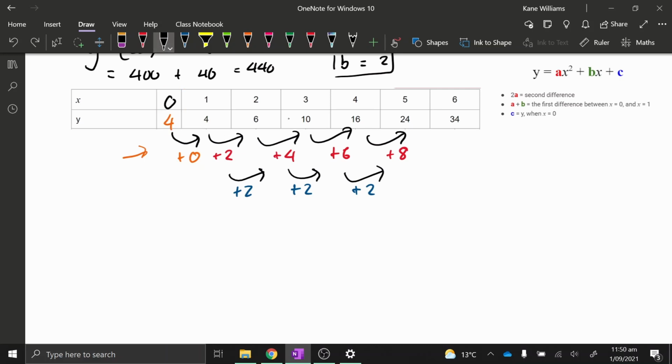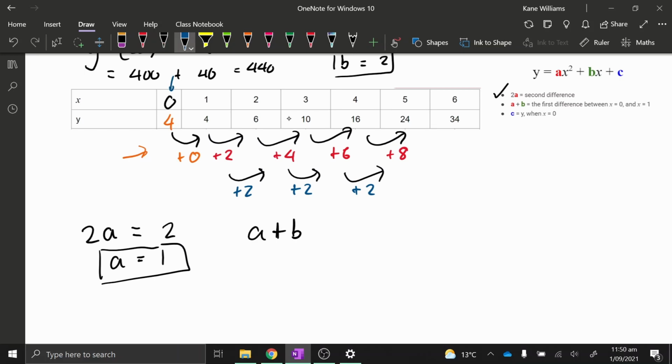Okay, now we can finally do our finding of the equation. So 2a equals the second difference. Second difference is 2. So 2a is 2. A is 1. Same like before. All right, next one. A plus b equals the first difference between x is 0 and x is 1. What's the first difference? 0. So a plus b is 0. We know a is 1, so 1 plus b is 0. Take away 1 from both sides. We have b equals -1.